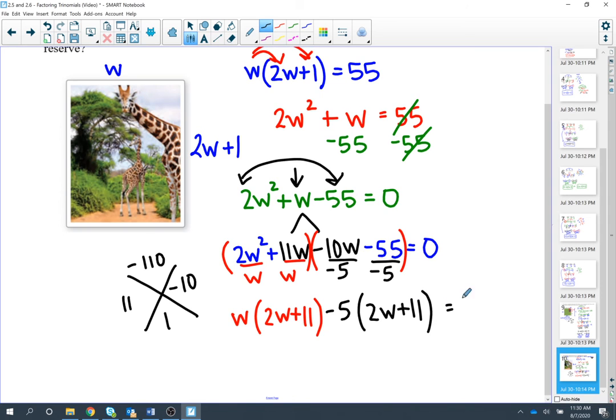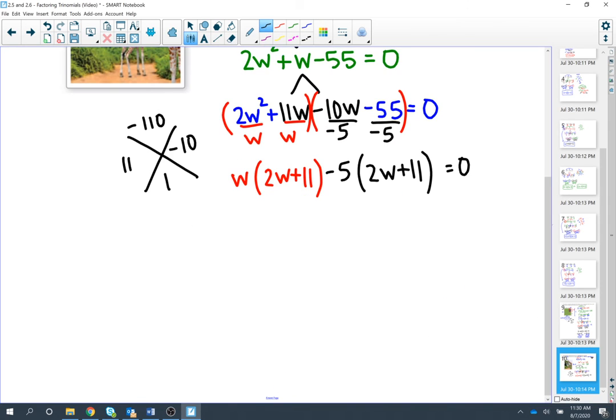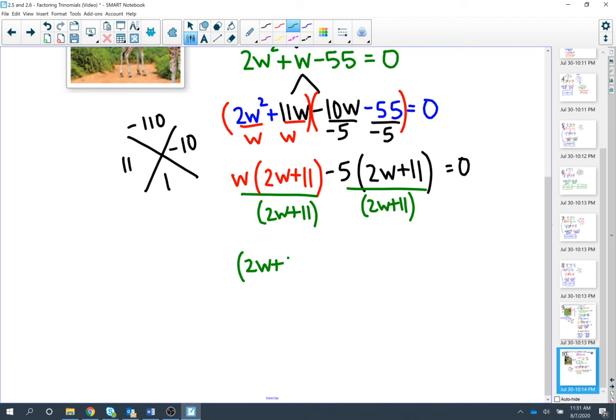Look at your parentheses. Are they the same? Indeed they are. So we're going to take out a 2w plus 11. Record your 2w plus 11. And then tell me what's left over. So we've got a w. And we've got a negative 5. Now again, that's factored form. That's absolutely gorgeous. But the question was, what is the width of the game reserve?